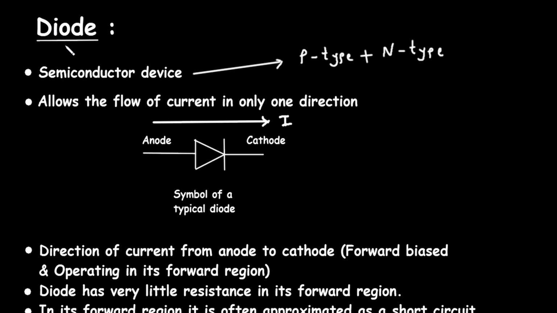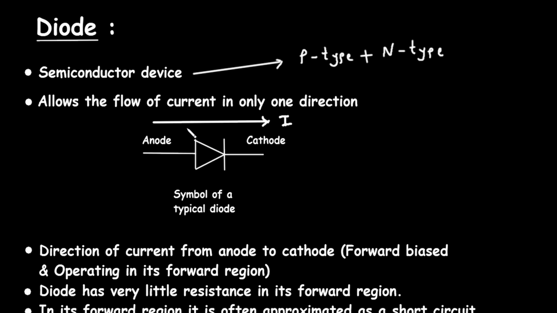Diode. Diode is a semiconductor device. It is made from two types of semiconductor. One is p-type semiconductor and second is n-type semiconductor. This anode is made from p-type semiconductor and cathode is made from n-type semiconductor. Diode allows the flow of current in only one direction.